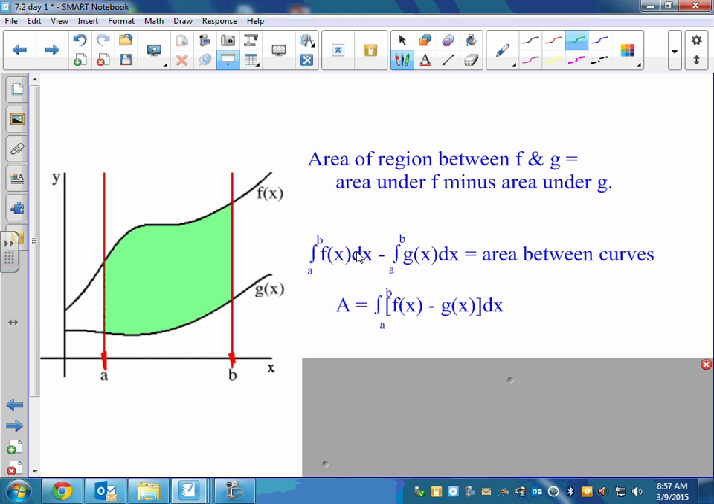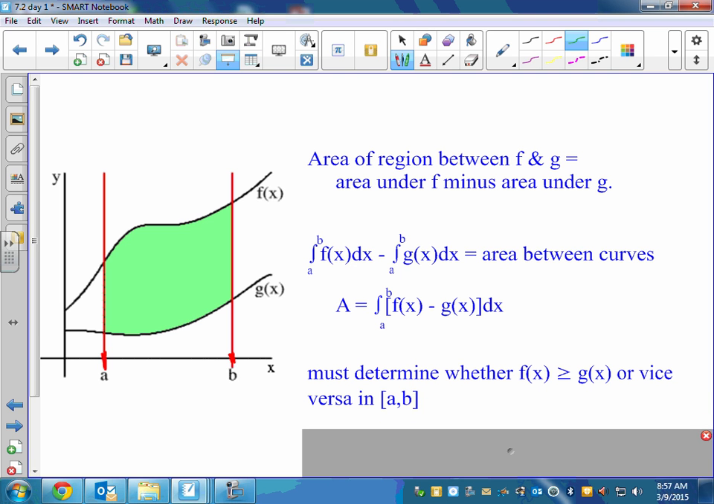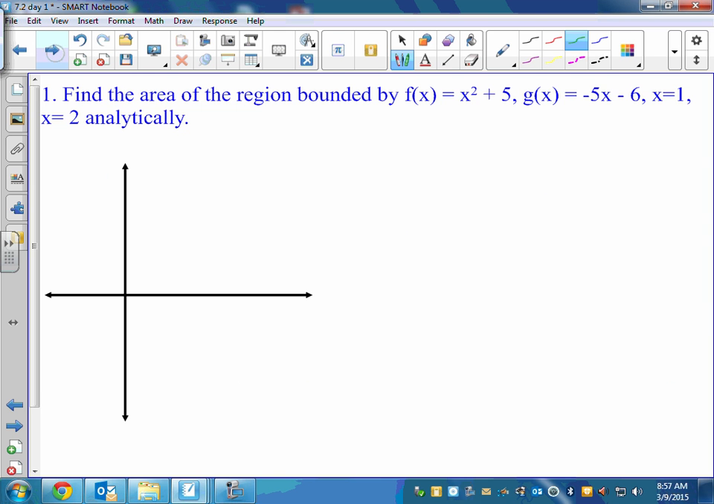The taller function, the function that's above, has to be on top because you're subtracting. So if you do it the other way, then you're going to get the wrong answer. You're going to get the negative answer. So you must determine which one's bigger, either by graphing it or, we'll talk about other ways we can do it besides graphing. But that's not so bad. I do want you doing most of these by hand today, though, because they're not bad to integrate. Good practice. So here we go.